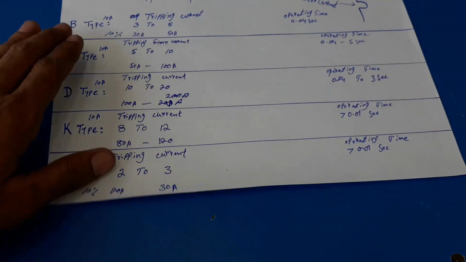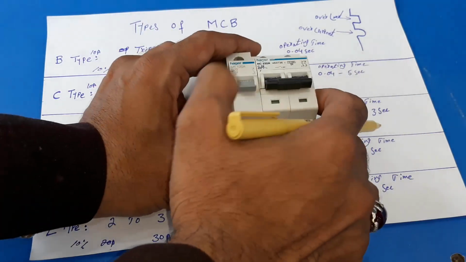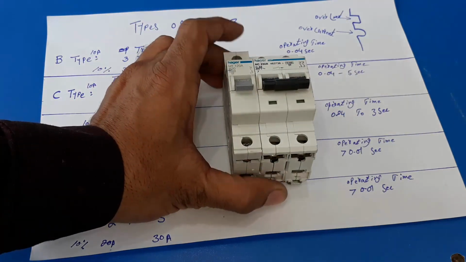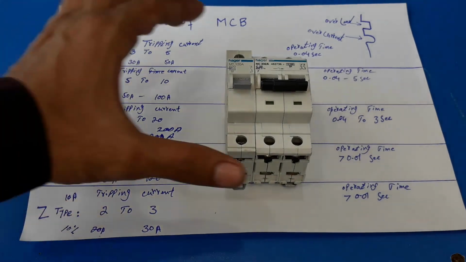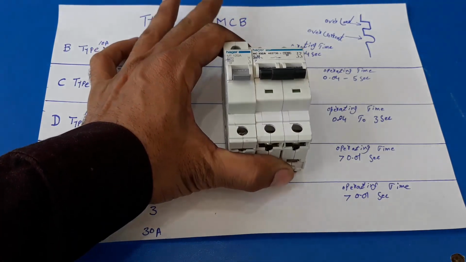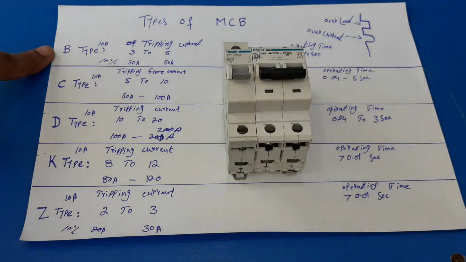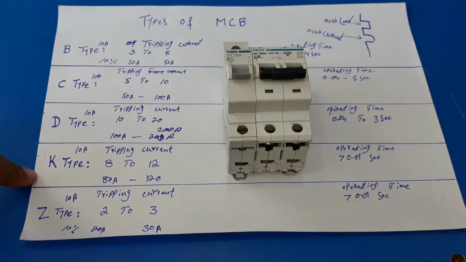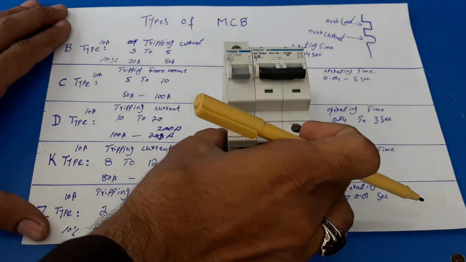So friends, here we have discussed the types of MCB, how many types there are, where we use these MCBs, and which type of MCB you will install in your home and appliances. There are 5 types of MCB: first of all B-type, C-type, D-type, K-type and Z-type. I have discussed all types with you here.